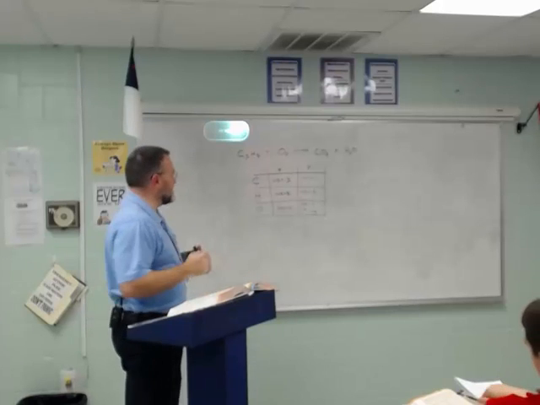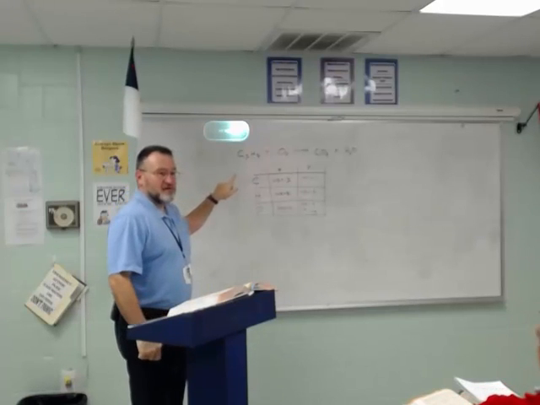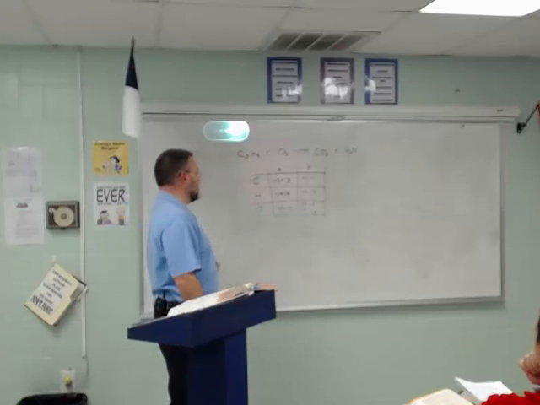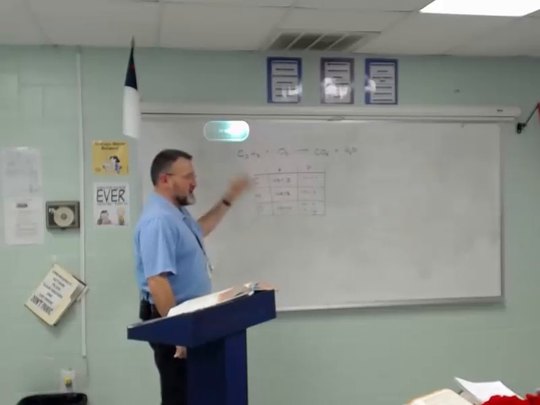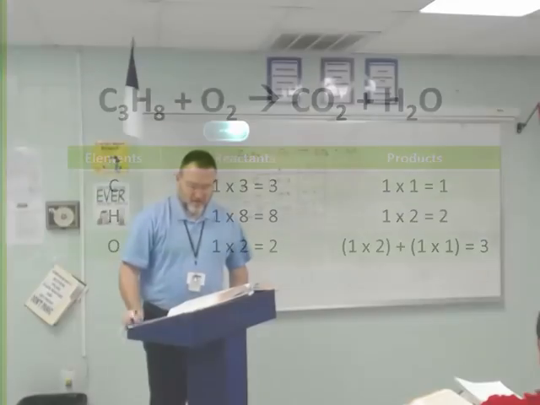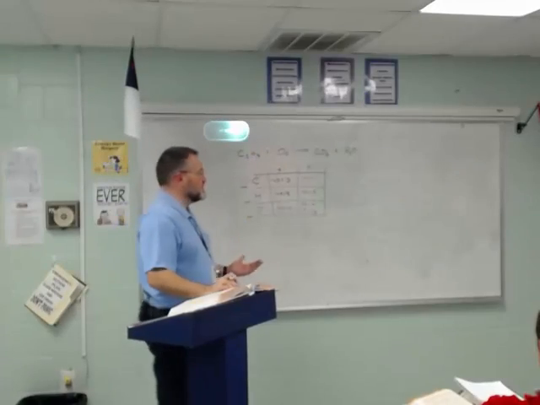So the first part of the question is, you have to ask yourself, is this a balanced equation? It's not. Why isn't it balanced? Which of the numbers match? None of them, right? We've got 3 carbons on the reactant side and 1 carbon on the product side. That is not a match. I have 8 hydrogens on the reactant side and 2 hydrogens on the product side. That is not a match. And I have 2 oxygens on the reactant side and 3 oxygens on the product side. That also is not a match. So we're going to start balancing the equation.